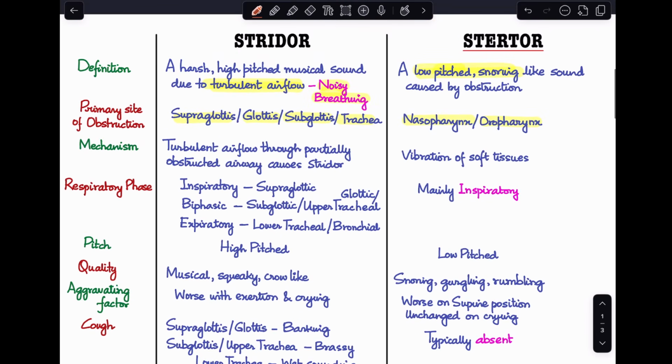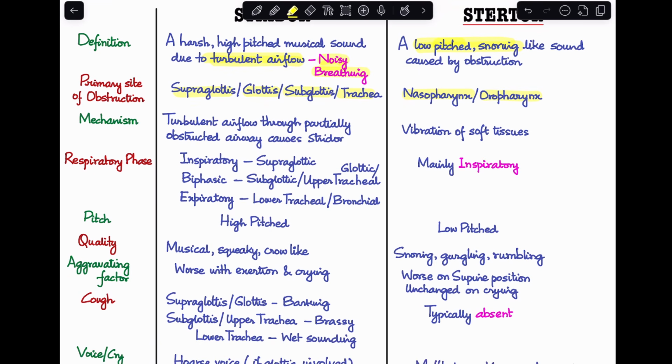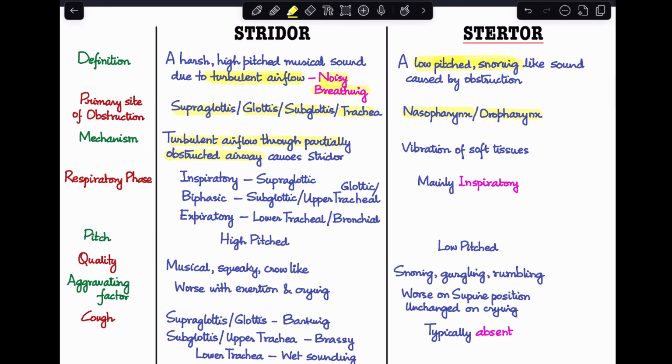Next is what is the mechanism behind each one of them. So the mechanism of stridor is when there is an obstructed airway anywhere in the larynx or the trachea, it basically causes some kind of narrowing of the airway, and that leads to whatever air is passing through becoming very turbulent. So this turbulent airflow through the partially obstructed airway is the reason behind stridor. Whereas stertor is more caused because of vibration of the soft tissues at the level of the nasopharynx and the oropharynx. So you can see how the mechanism is very different over here.